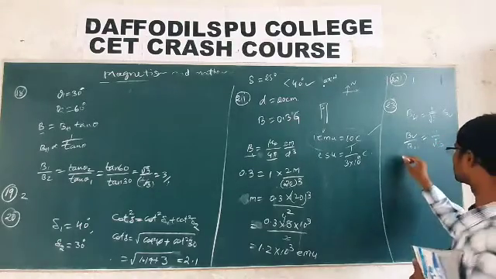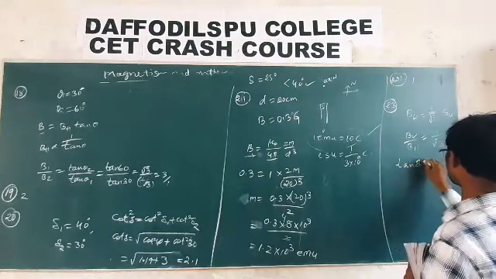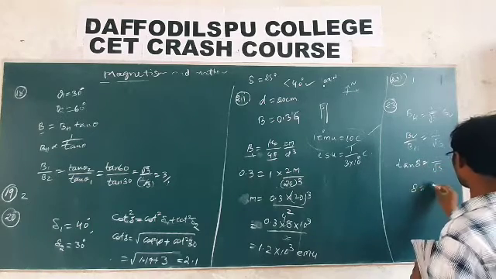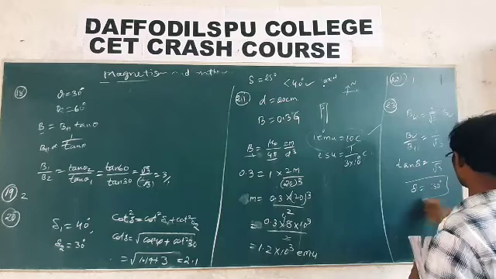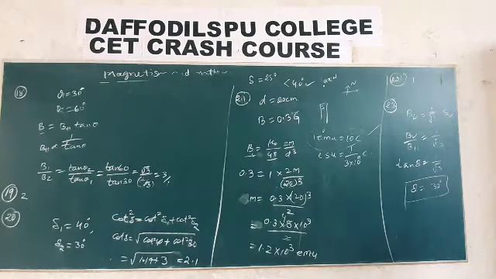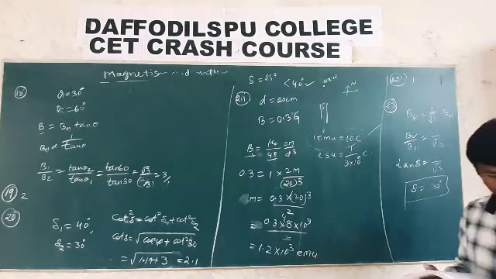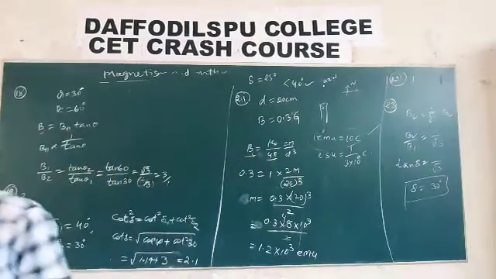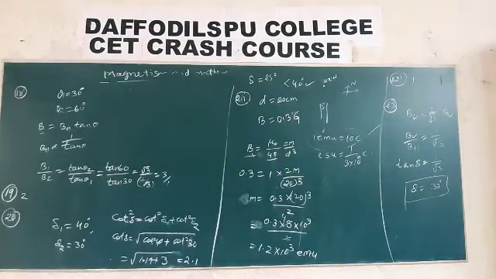Then we need to find the pole strength of the magnet. So what is pole strength? M is equal to 8 by 2l, which is 8 by 0.30 for 30 centimeter, that is 0.3. That is equal to 26.7 ampere meter. This is the pole strength, 26.7 ampere meter. So let us see the next one.